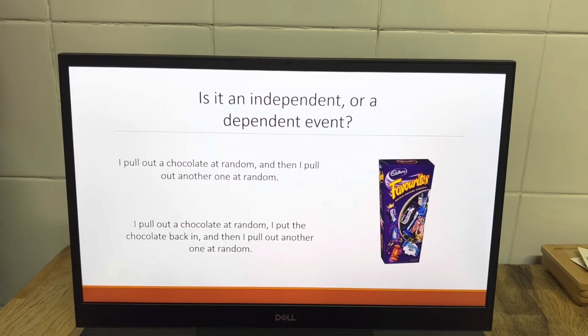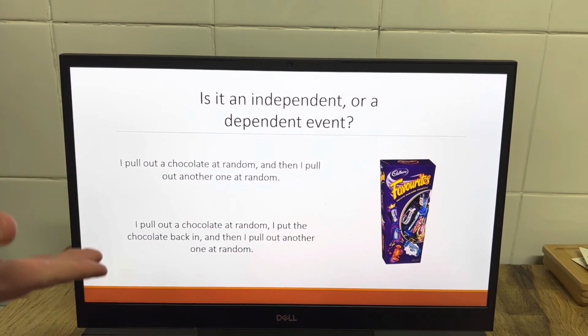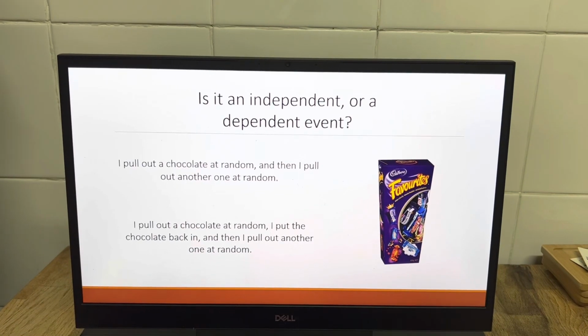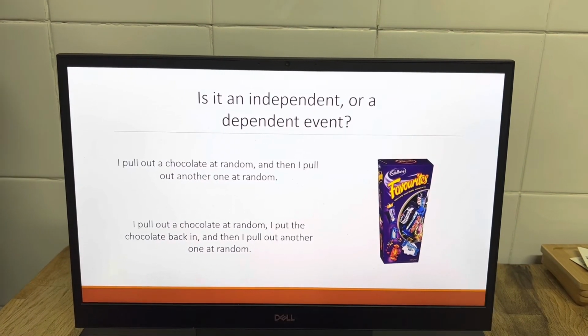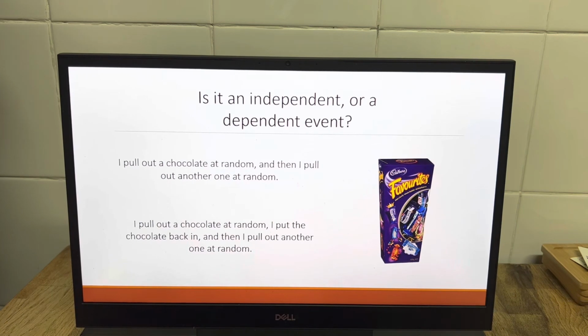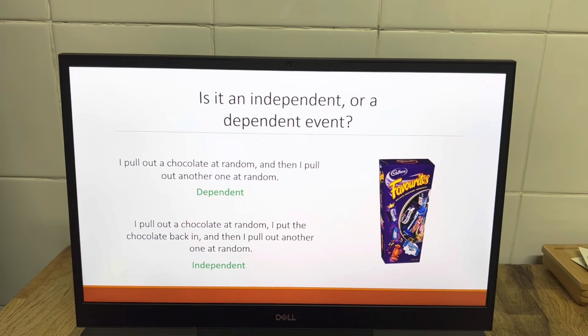So now we've got a couple of questions here that you can read through and pause the video and have a go at. And in a couple of seconds, I'll reveal the answers. All right, so the first one is dependent and the second is independent.